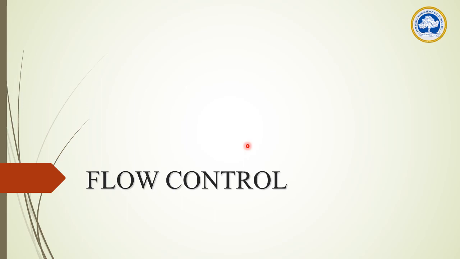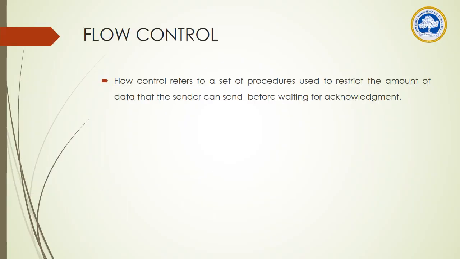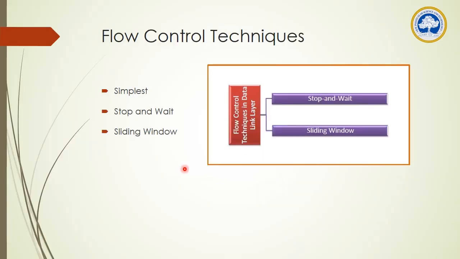Coming to the next topic, flow control in data link layer. The flow control is actually the management of data flow between computers or devices or between nodes in a network so that the data can be handled at an efficient pace. Flow control refers to a set of procedures used to restrict the amount of data that the sender can send before waiting for an acknowledgement.